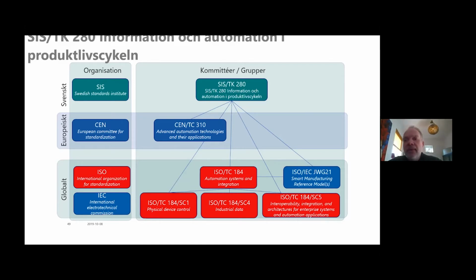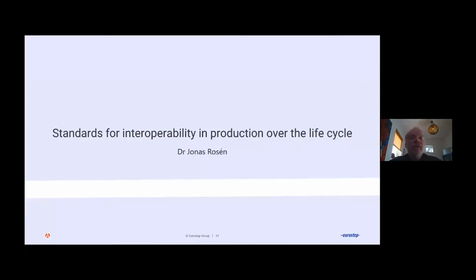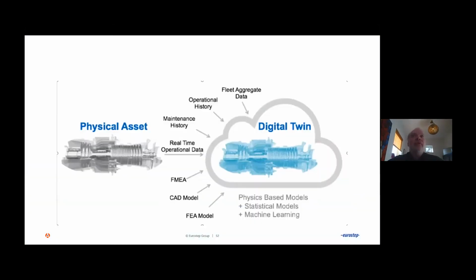Okay, let's see. Okay, so here we go. To start with, it's a little bit blurry, this picture, but I will not dig too much into this, but we will talk about the digital twin, and this is the target of the presentation, how standards can be used to support the use of a digital twin.